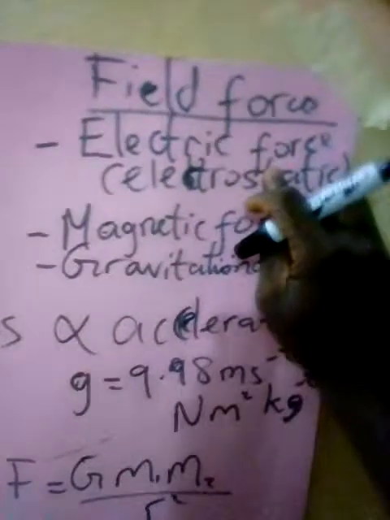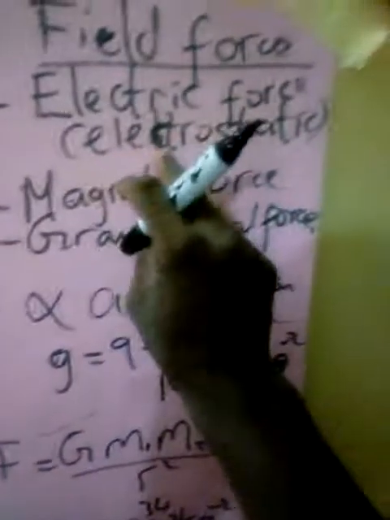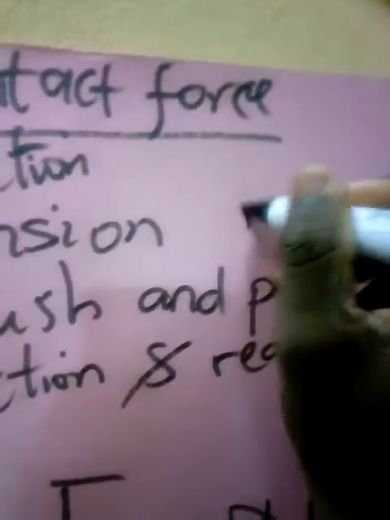Now, under field force, we have electric force, which is normally called electrostatic force. Also, I call it electric force, but it's actually electrostatic force. Then we have magnetic force, and we have gravitational force.